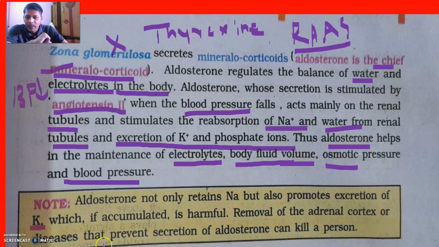Removal of the adrenal cortex, or disease that prevents the secretion of aldosterone, can kill a person. If there is no secretion of aldosterone, that can kill a person because the heartbeat is also disturbed by hyperkalemia. A high concentration of potassium can affect the heart.